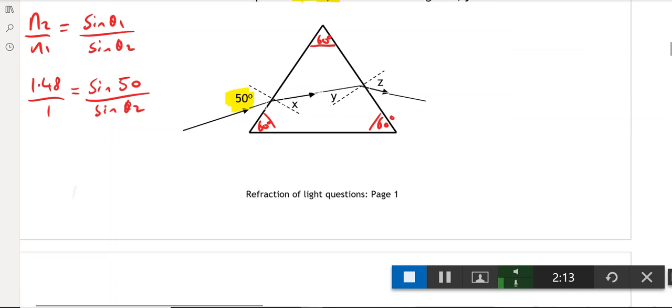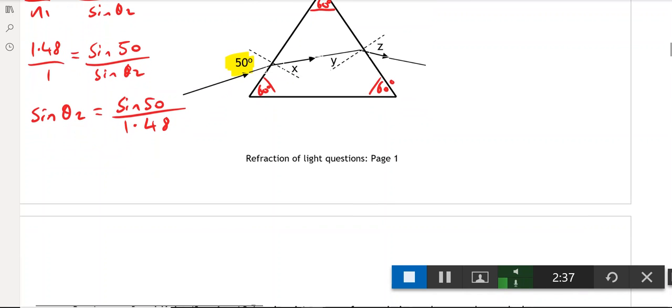So, next thing we want to do is try and simplify our equation. So 1.48 over 1 just becomes 1.48. That's equal to sine 50 over sine theta 2. A little bit of rearranging, we can say that sine of this angle here is equal to sine 50 over 1.48. Now, obviously, we can inverse sine here. It makes things a bit easier.